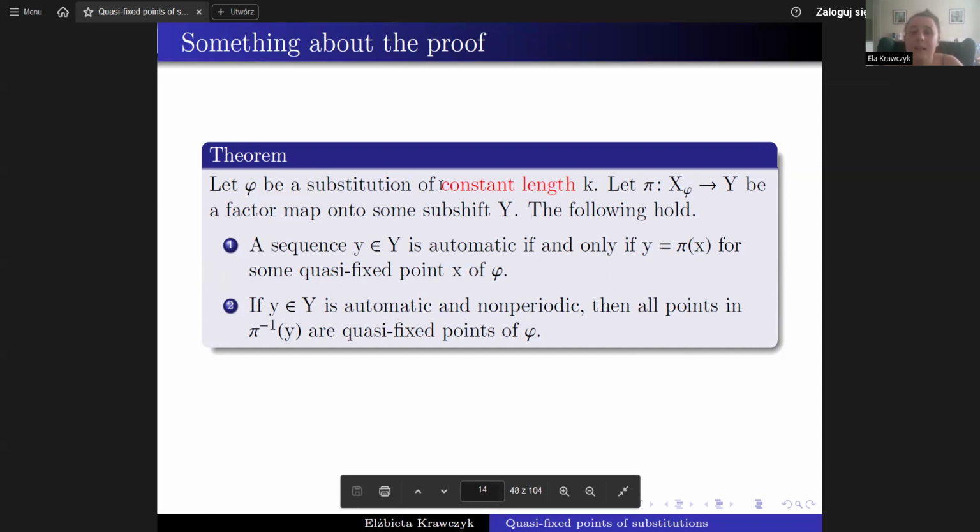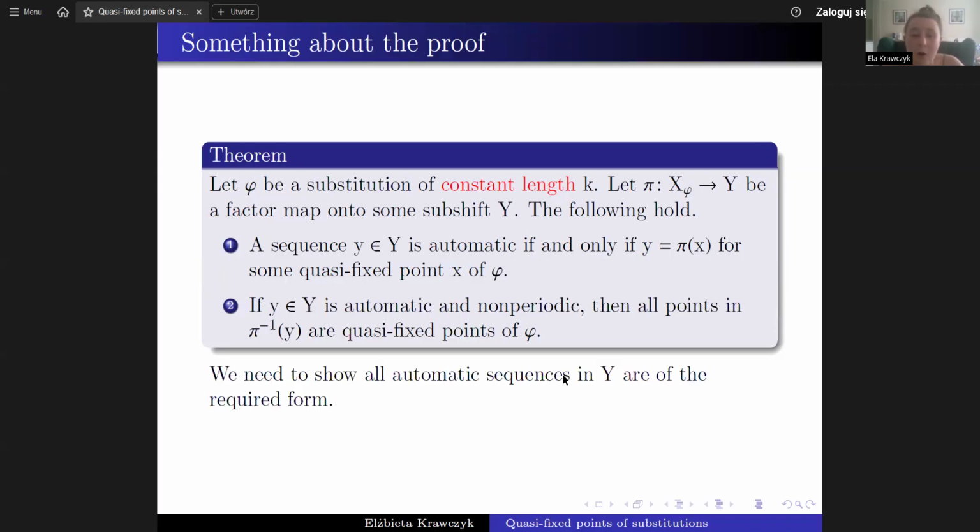We first assume that my substitution has constant length k. And I want to describe all k-automatic sequences, or automatic sequences, as quasi-fixed points. Well, we know that quasi-fixed points are k-automatic. This is easy. So what we are really trying to show is that all automatic sequences in my given system Y are of the required form. So are quasi-fixed points if I don't have a coding, or quasi-fixed points and coding if I have a coding.